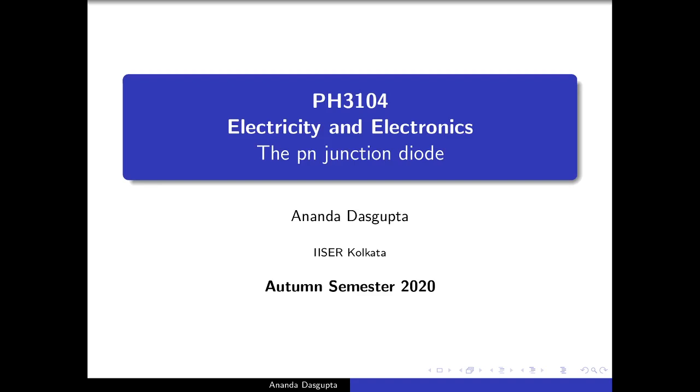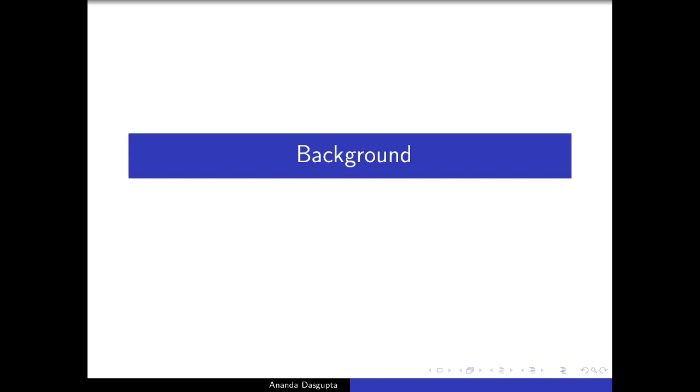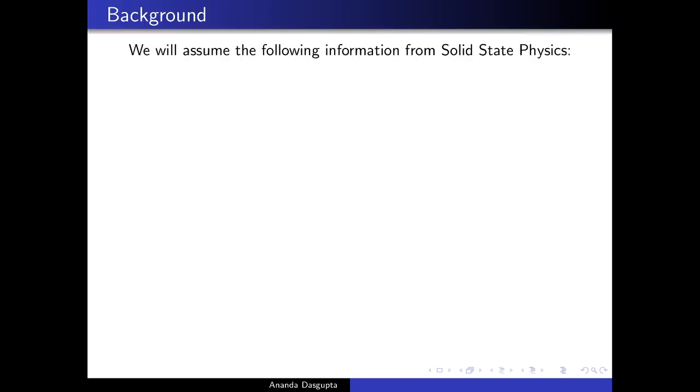So what we are going to do is, in providing you with a background, we will assume the following information from solid-state physics. I am saying solid-state physics, but there are really things which come from solid-state physics, from quantum mechanics, from statistical mechanics, and so on. Some of these results you already know, although you may not know exactly where they came from, and some of them may be slightly new to you.